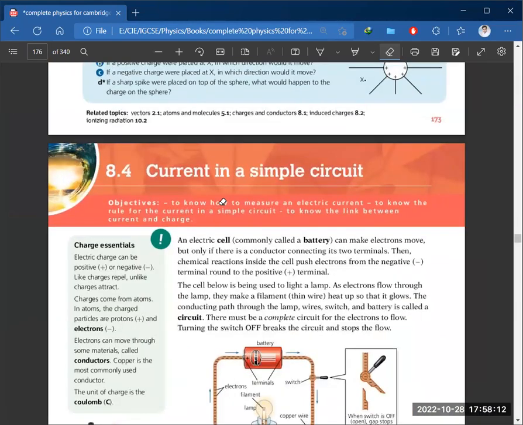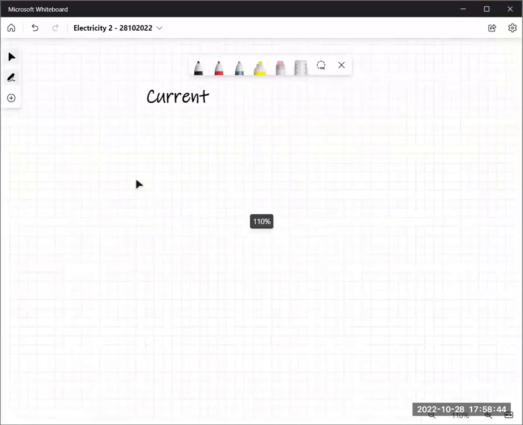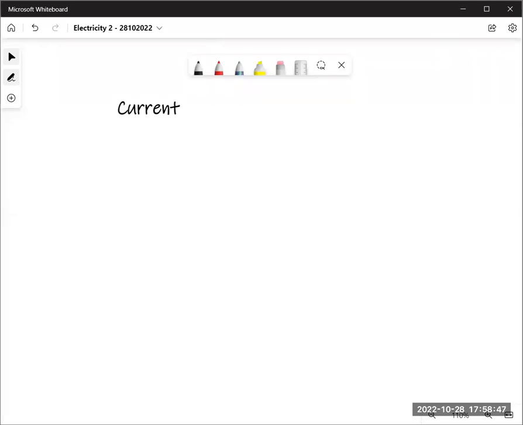Next, current. Najla, start from here, read. An electric cell, commonly called a battery, can make electrons move, but only if there is a conductor connecting its two terminals. The chemical reaction inside a cell pushes electrons from the negative terminal round to the positive terminal. Now, to make it very easy for you, let's go here, and I'll show you what we need to know. The first thing we need to know is: what is current?